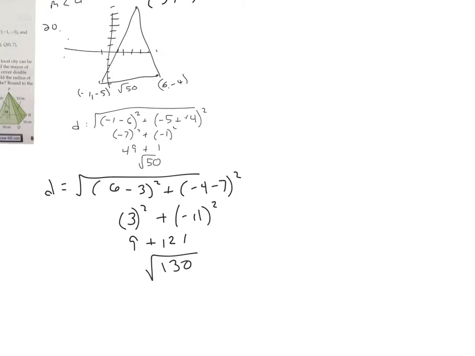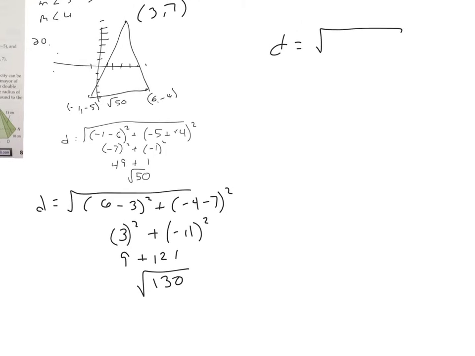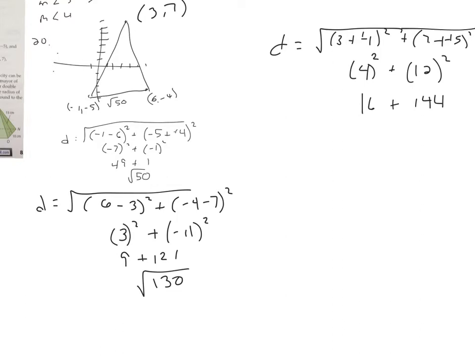And the last one would be the distance between (3, 7) and (-1, -5). So I'm going to have 3 minus a -1 quantity squared plus 7 minus a -5 quantity squared. 3 minus a negative is plus a positive. That would give me 4 squared. Again, 7 minus the negative is plus a positive, so that's going to give me 12 squared. 4 squared is 16. 12 squared is 144. When I add these two together, I get 160. So here, this is going to be the square root of 160.